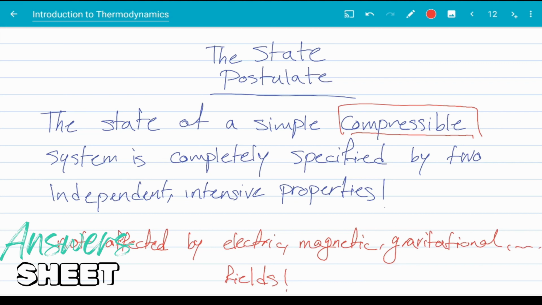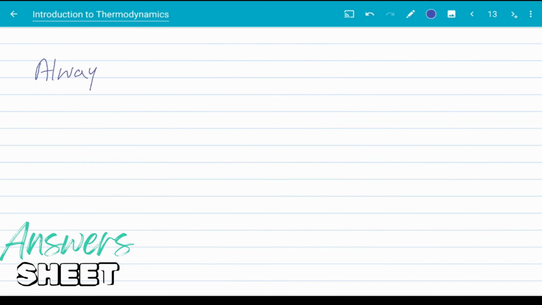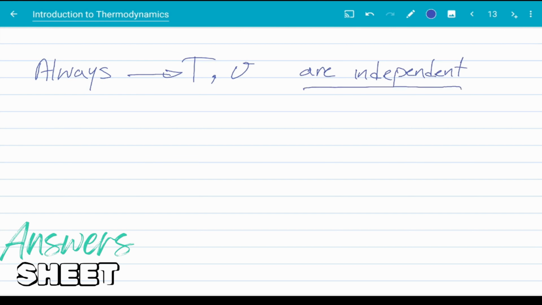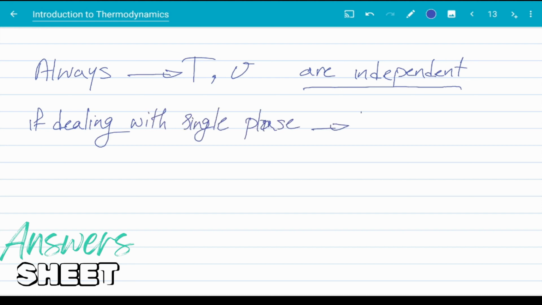If, however, our system is under the influence of an outside force field, we need to know one additional property for every force field active on our system. For the sake of our thermodynamic analysis in this course, we assume all systems are compressible and gravitational effects, although present, are negligible on the state of our systems. Two properties that can always be used with this postulate are temperature and specific volume. Please take note, not volume, but specific volume. They are always independent. Another useful set of properties is temperature and pressure.